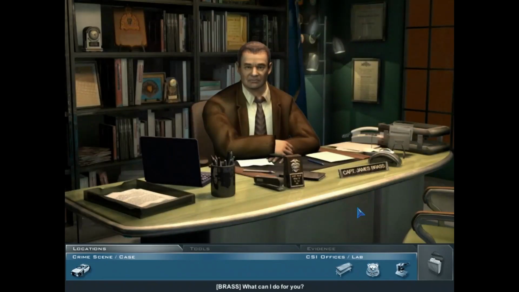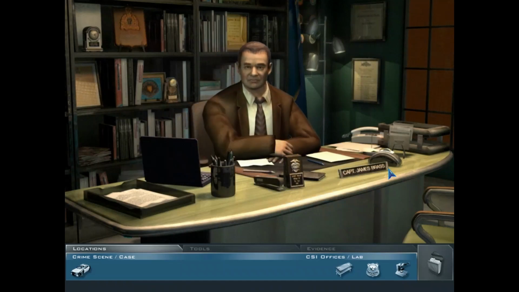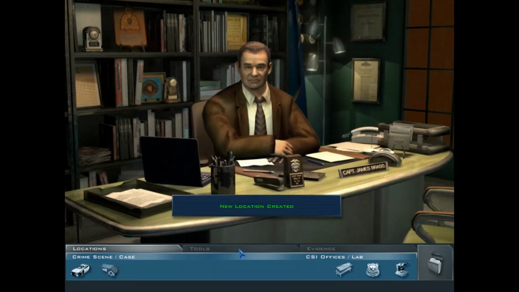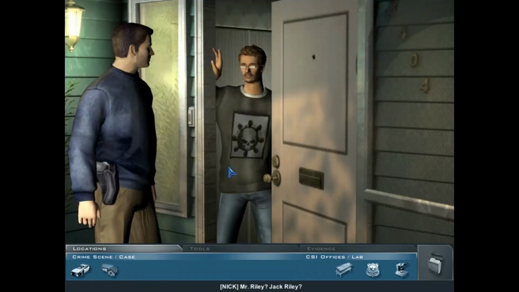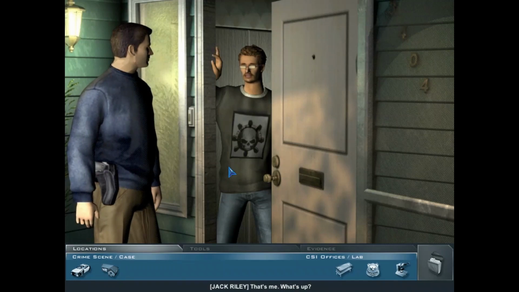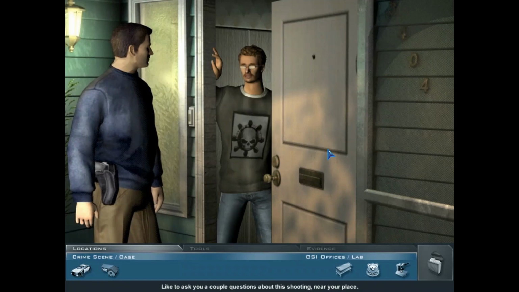Sure, I'll cross your T's and dot your C's for you. Site owner Jack Riley, apartment on Mountain Vista Street, crosses Tropicana. Close to our crime scene. Mr. Riley? Jack Riley? That's me. What's up? We're with the Las Vegas Crime Lab. I'd like to ask you a couple of questions about this shooting near your place.